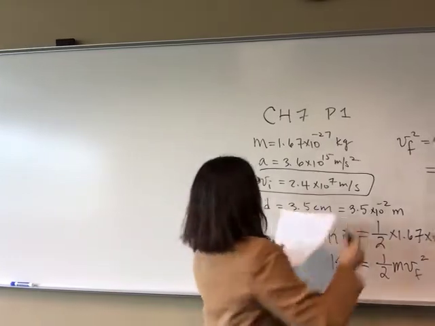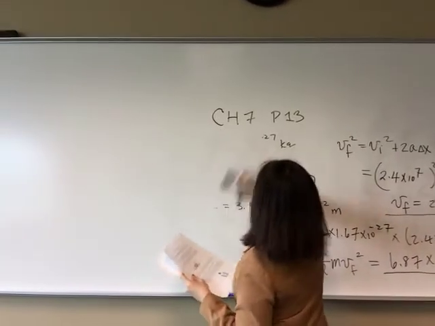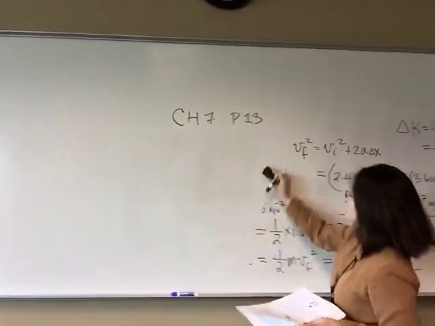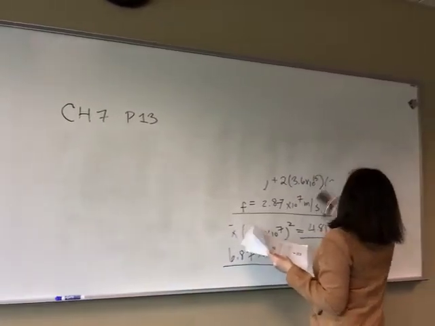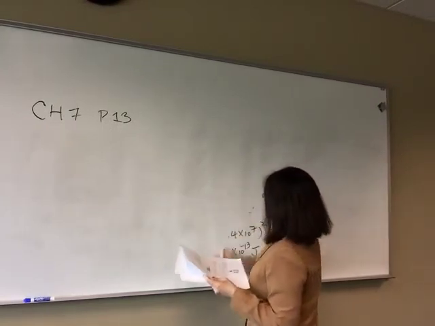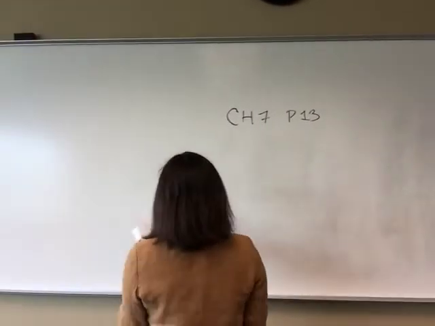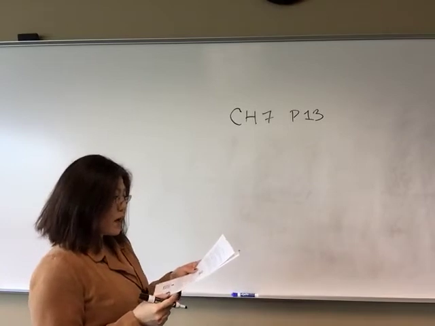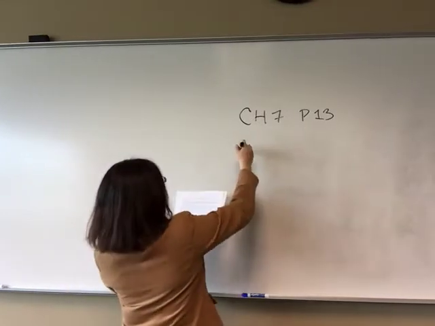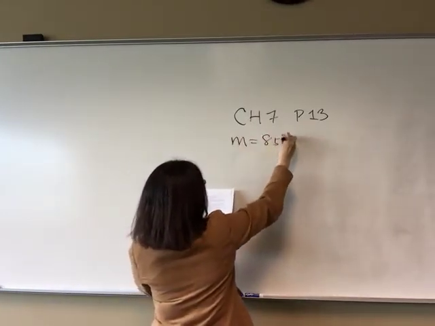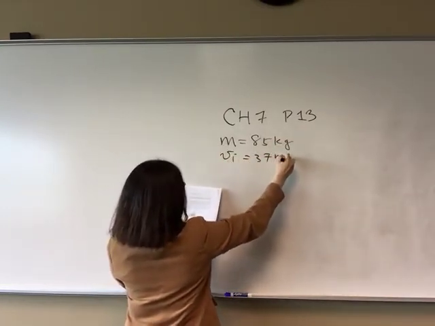Okay, so next one we want to do is problem 13. All right, a luge and its rider with a total mass of 85 kilograms emerged from a downhill track onto a horizontal straight track with an initial speed of 37 meter per second. So the combined mass is 85 kilograms, and the initial speed is 37 meter per second.